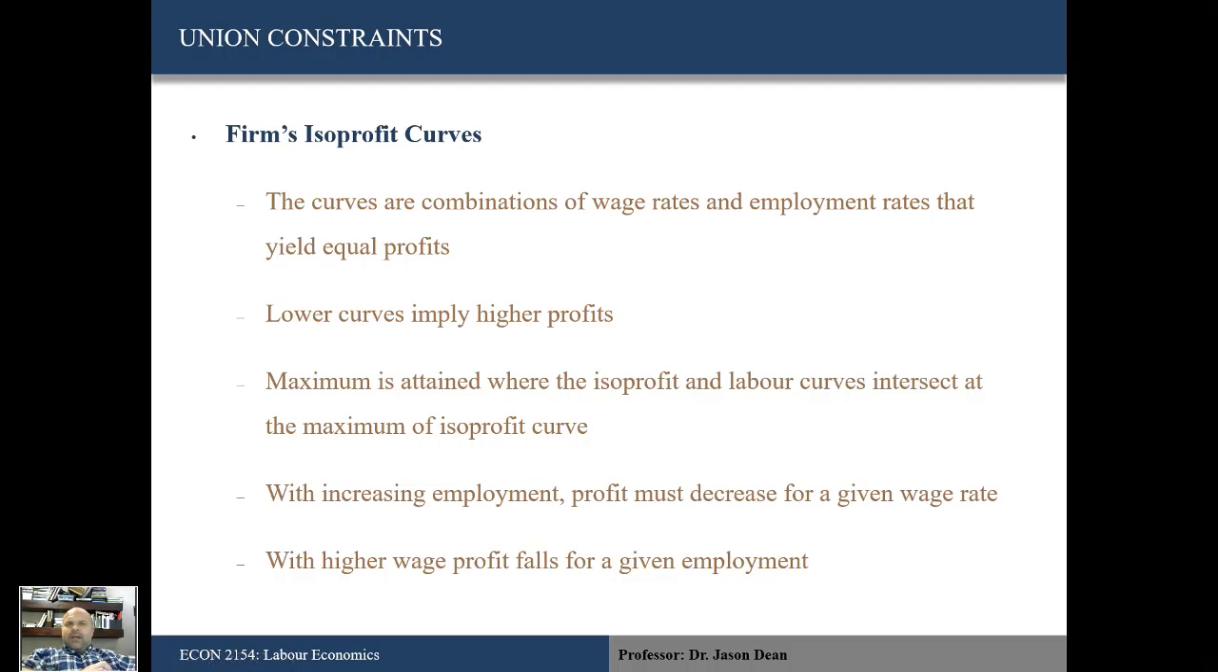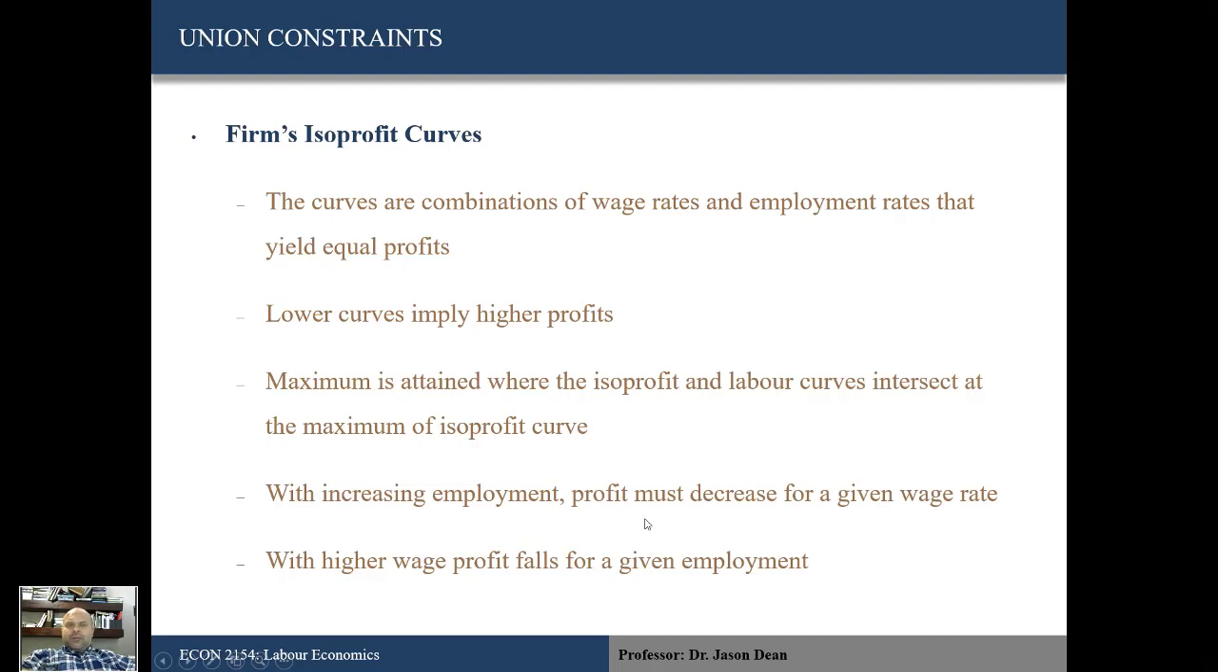We have wages on the left, and so the firm is going to take the wages given and want to set it equal to its marginal revenue product of labor, which is the demand for labor curve. And so given a wage, the best or maximum profits would be for the firm to choose an employment level on its labor demand curve. Okay, so the maximum is attained where the isoprofit and labor curves intersect at the maximum of the isoprofit curve. And we'll look at these in a moment, so that will be more clear.